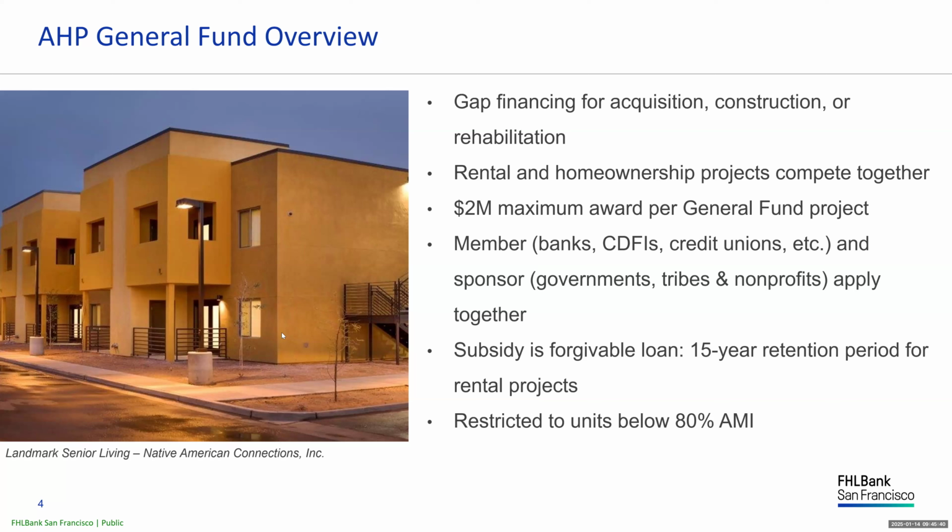The AHP award is a subsidy structured in the form of a forgivable loan secured for 15 years by the member in the form of a promissory note and deed of trust. The AHP can only be used to assist those households at or below 80% AMI, and the program is structured in a way that rental and homeownership projects compete together, meaning that there is no specific set-aside for either project type. The AHP can be used to cover acquisition, construction, or rehabilitation costs for rental or owner-occupied projects.